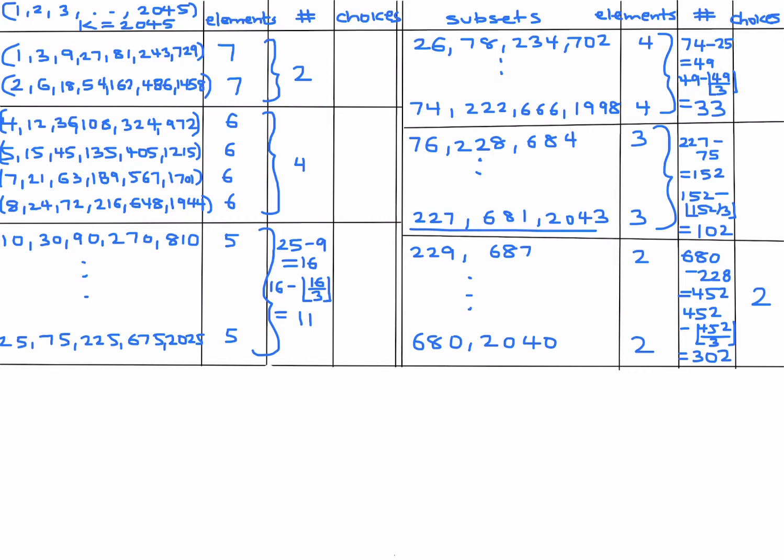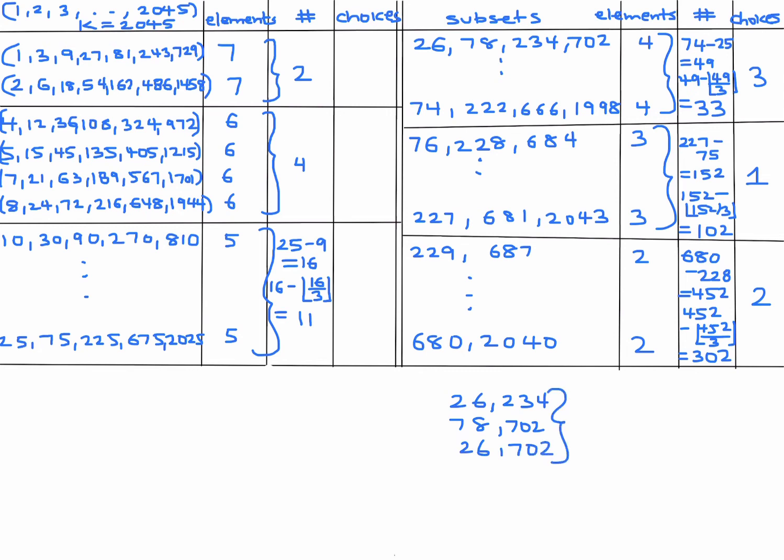Okay? When there's 3 elements, if you remember, there's only 1 choice. For example, you can only choose 227 and 2043. That's it, as previously explained. When there's 4, I think I had done that one too. You can have 3 choices. For example, if this was the subset, your 3 choices would be, or let's go with this one, it doesn't really matter: you can use either 26, 234, you could use 78, 702, or you could use 26 and 702.